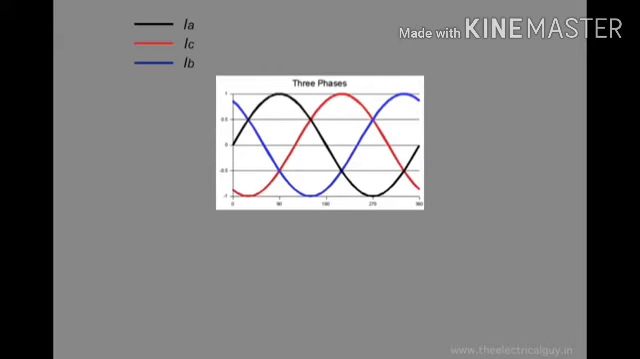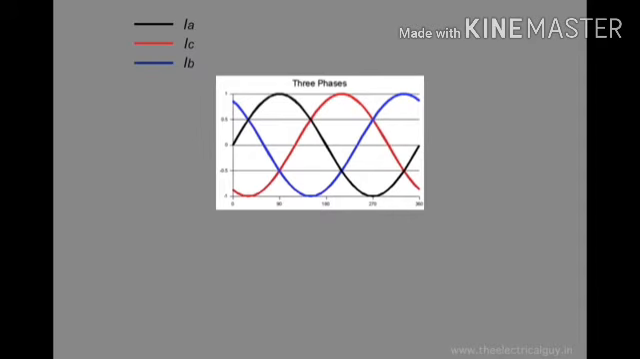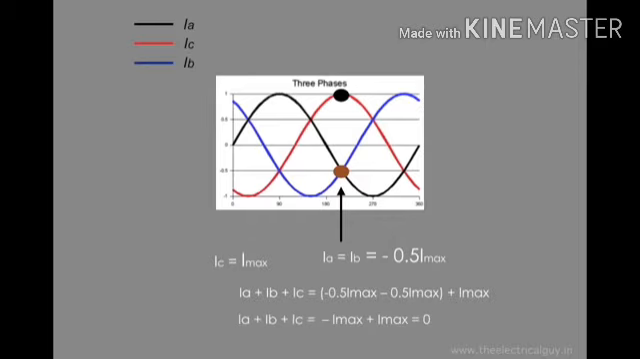Also, if your load is perfectly identical on all the three phases, current flowing through the neutral is also zero. If you observe the diagram carefully, you will find that the sum of return currents is zero at every instance. For example, at the instance corresponding to 240 degrees, IC is equal to maximum and IB equals IA equals minus 0.5 Imax. So if we add these return currents, we will get the sum equal to 0. And this is true for every instance.